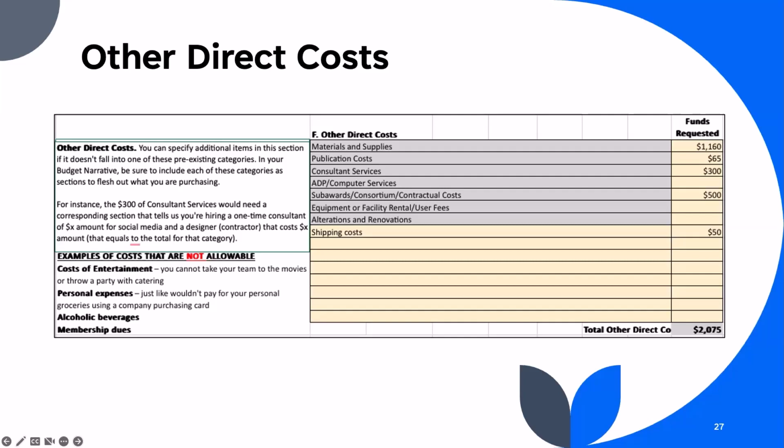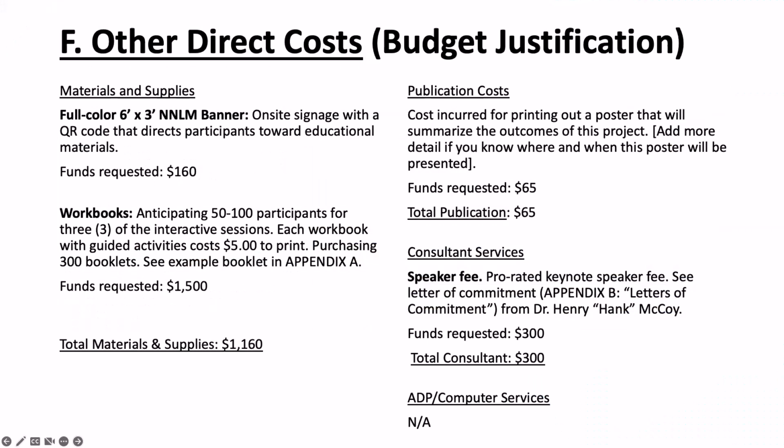All right. So now back to the budget justification and how that might look. So here we have an example of materials and supplies. For this particular project, we will need a full color NLM banner for on-site signage, so we can use it to discuss educational materials with people. Funds requested for that. We need workbooks. We anticipate 50 to 100 participants will be interacting. We need this many workbooks, so we have a total for that.